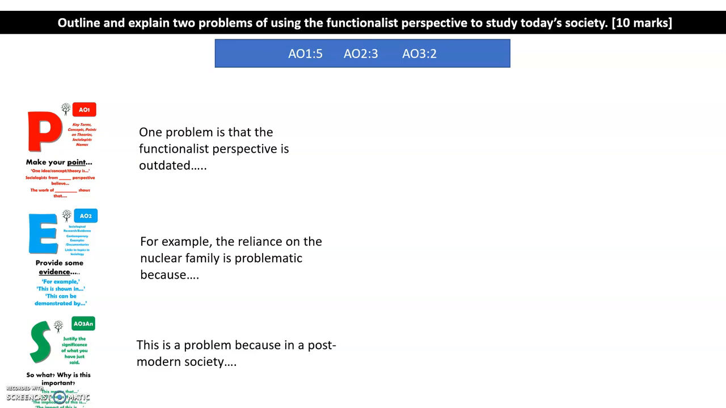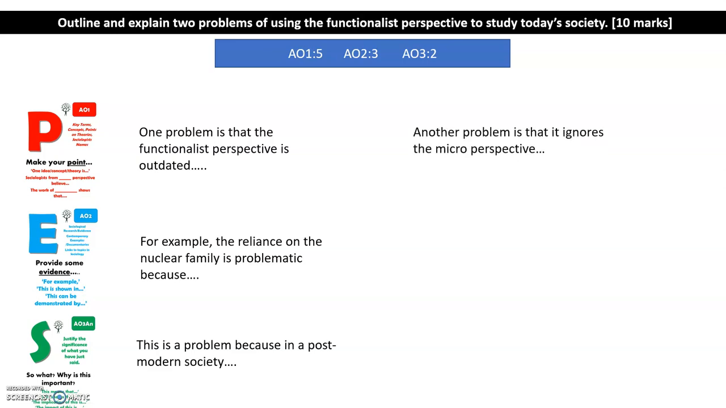And then your so what point can come from talking about how it's a problematic idea that the functional perspective is outdated, because in our postmodern society we're not as reliant on those kind of concepts like the nuclear family that the functionalists say. Or potentially you could talk about how the organic analogy is irrelevant and institutions aren't working effectively together, which could be an example of what's going on here.